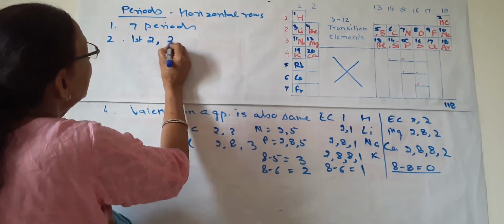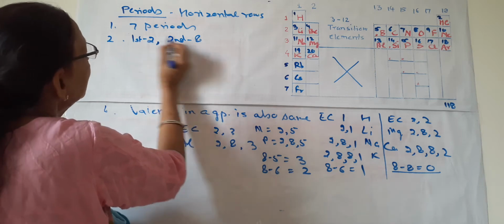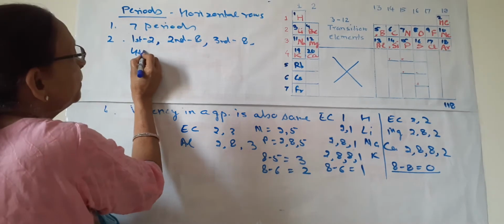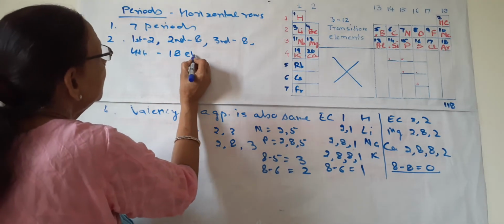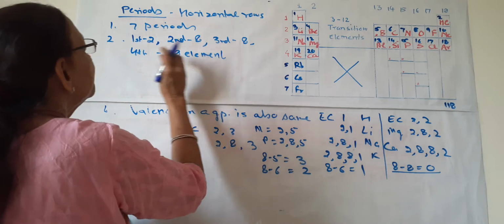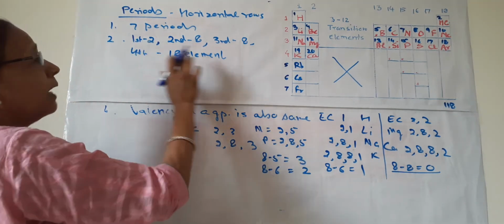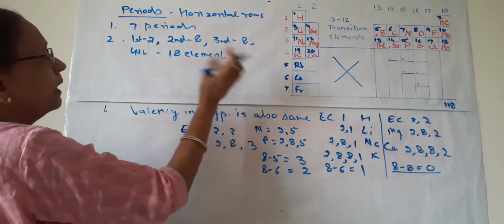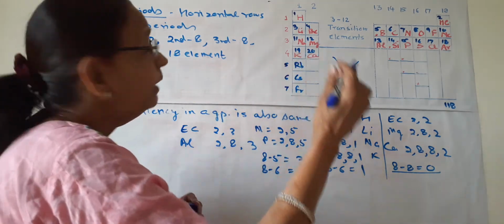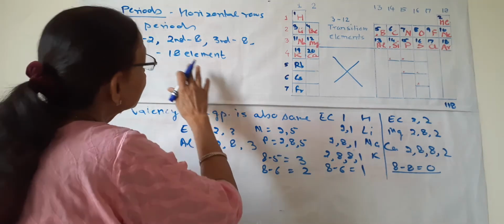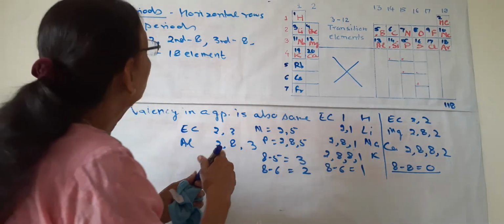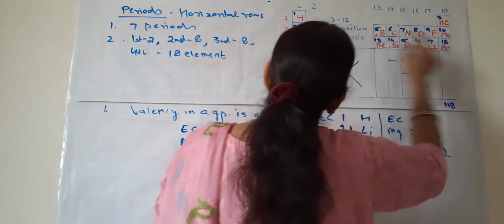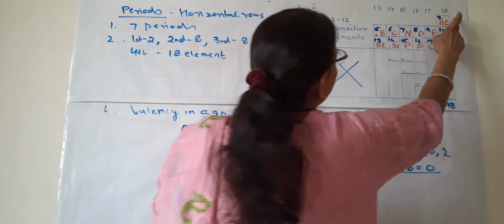In the second period 8 elements are there. In the third period again 8 are there. In the fourth period 18 elements are there. We will discuss later why these elements are present in this manner: 2, 8, 8 and 18 and further 32 and more. But just know that in the first period there are only 2 elements.